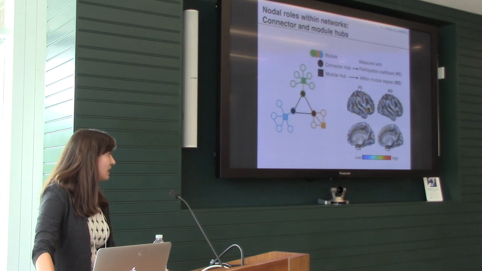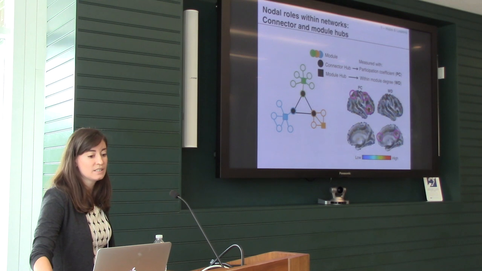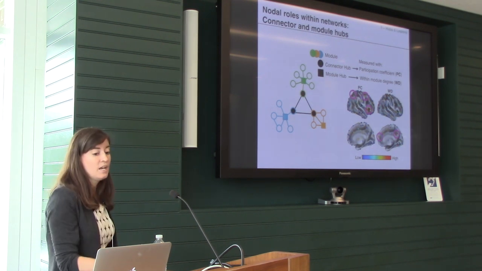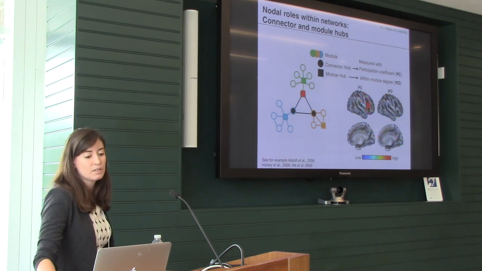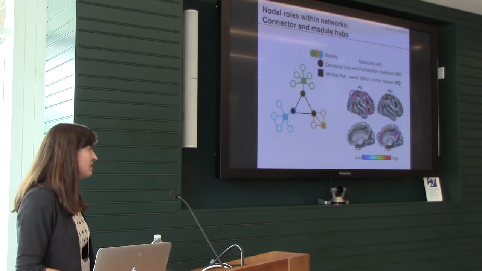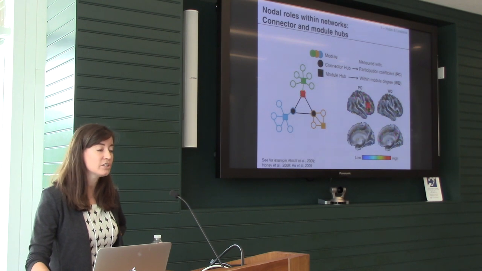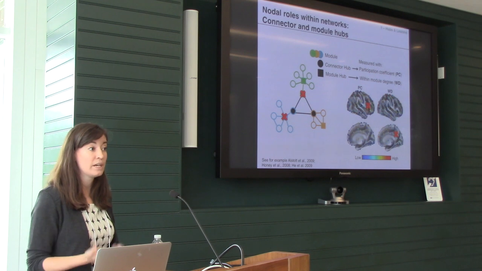So here you can look at where the connector hubs and module hubs are in human brains, and we tend to find connector hubs in locations such as the anterior insula and dorsal frontal and parietal cortex, whereas we tend to find module hubs in regions such as the anterior and posterior cingulate. So we can now look at patients that have lesions to these different types of regions to see what effect that has on their network organization.